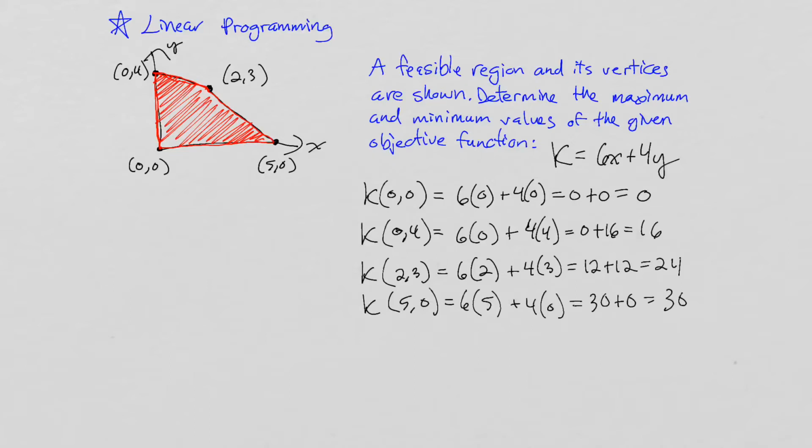Then we can see, okay, the lowest number would be 0 right there, so that would be the minimum, and 30 would be the highest number, so that would be the maximum. And that's it.